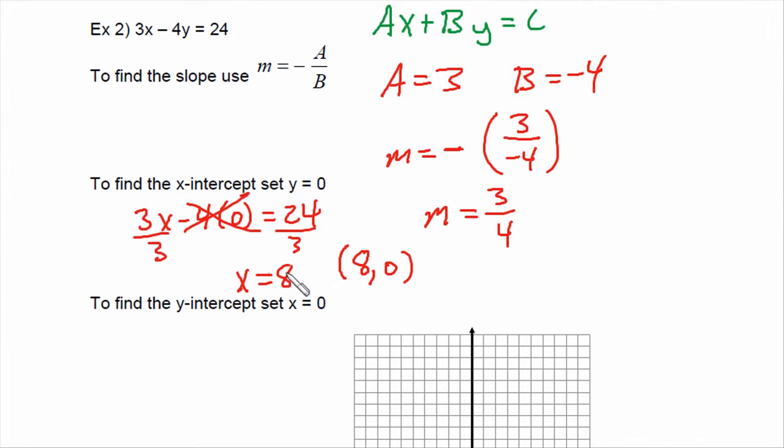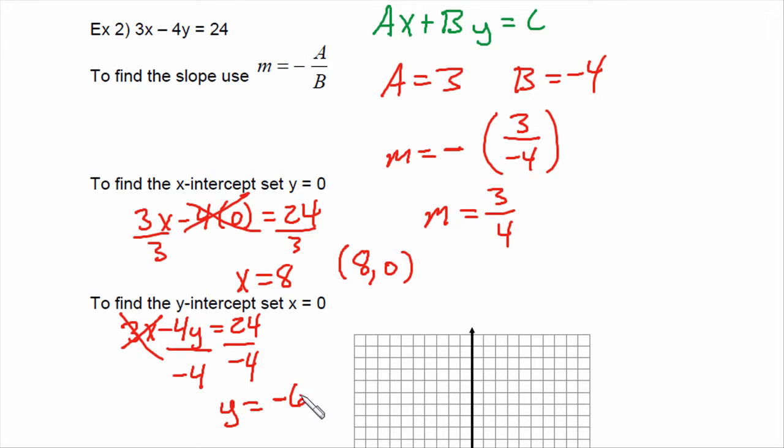Basically the same thing. Find the y-intercept, set x to 0. So our equation was 3x minus 4y equals 24. So set x equal to 0. So basically that just erases that term. It's gone. 3 times 0 is 0, so it's gone. Negative 4y equals 24 is all I'm solving. Divide by negative 4. y equals negative 6. So the ordered pair for my y-intercept is 0, negative 6.